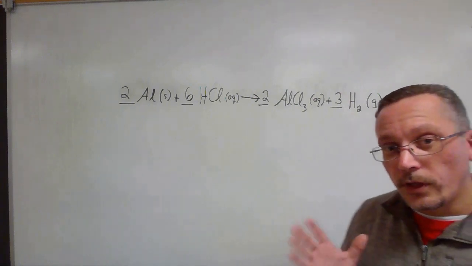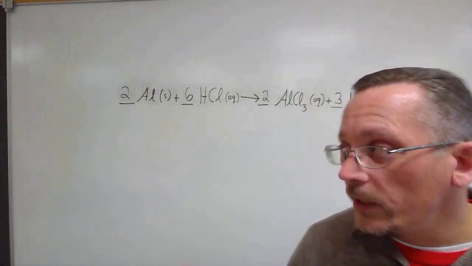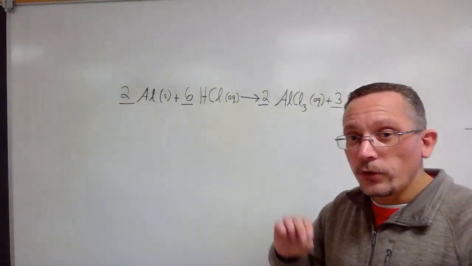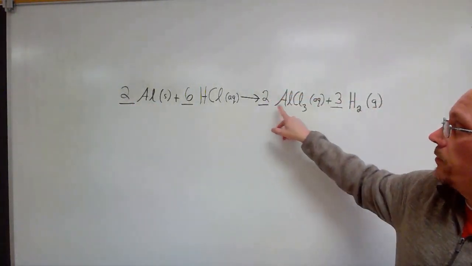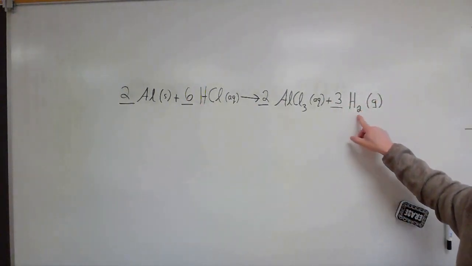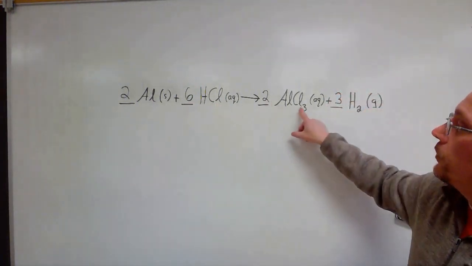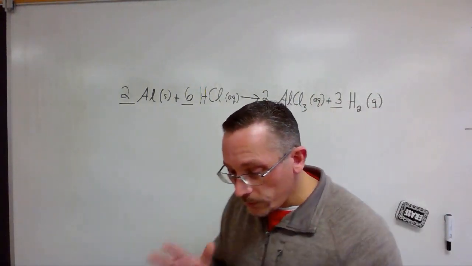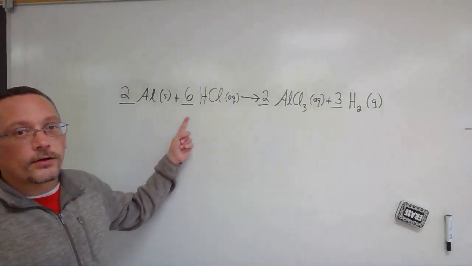Okay, one thing that you want to be careful of when you get to the end of balancing your equations. It's always good at the end of your problem to go back and check, right? So I have 2 aluminums, I have 2 aluminums, I have 6 hydrogens, I have 3 times 2, which is 6 hydrogens, I have 6 chlorines, I have 2 times 3, which is 6 chlorines. So everything balances here.